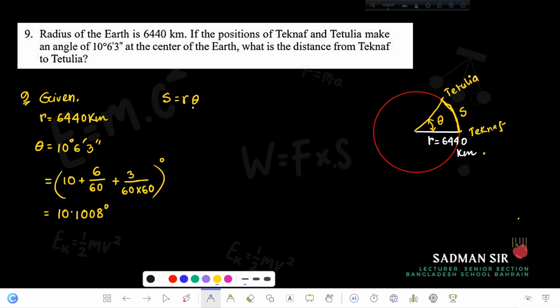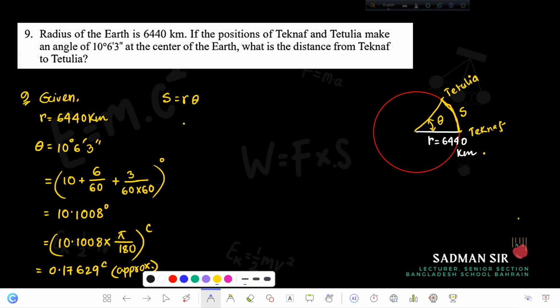We need to convert this theta into radian. So how can we do it? By multiplying by pi by 180 degree. Pi by 180, then we can say that now this angle is in radian. So if you do the calculation, you will get 0.17629 radian, and as there is the value of pi, we have to write approximately.